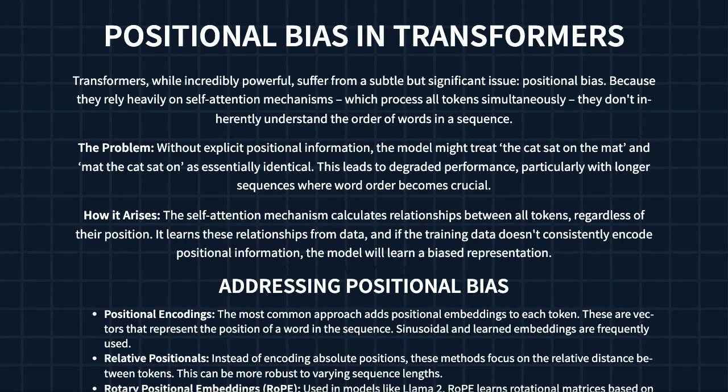Okay, let's talk about something really interesting: positional bias in transformers. These models are amazing at processing text, but they don't naturally understand the order words appear in. Because self-attention looks at everything at once, it can get confused if you swap two words that are close together. It's like a puzzle where the model needs to be told where each piece fits. To fix this, we use positional embeddings, basically little vectors that tell the model this word is here. There's also relative positionals and something called rotary positional embeddings, which can be more flexible. By adding these techniques, transformers are able to really grasp the importance of order in text.